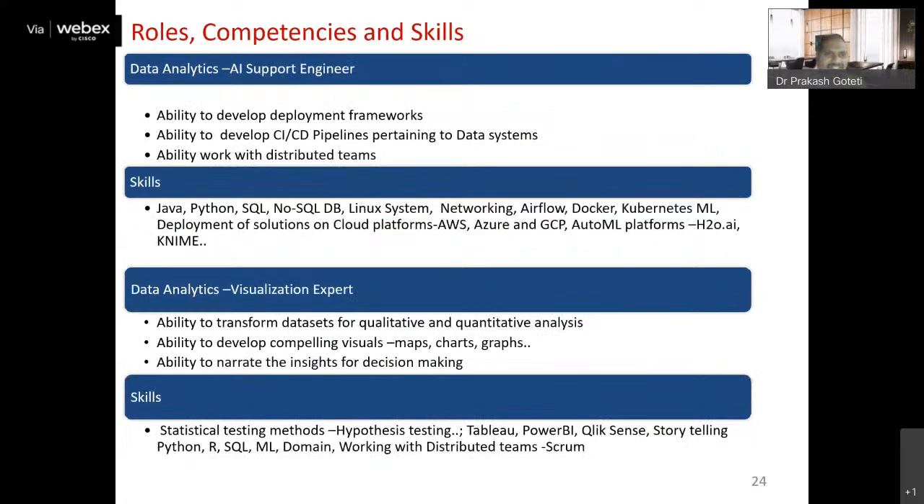Now, data analytics, you have a support engineer and visualization expert. The support engineer is focusing on more deployment and CI/CD, continuous integration, continuous delivery aspects. Right? Data analytics visualization is mainly to do with maps, charts, and performing some kind of descriptive analytics. Correct? And these are some of the skills. One of the most important skills is storytelling. Storytelling means unearthing hidden insights.